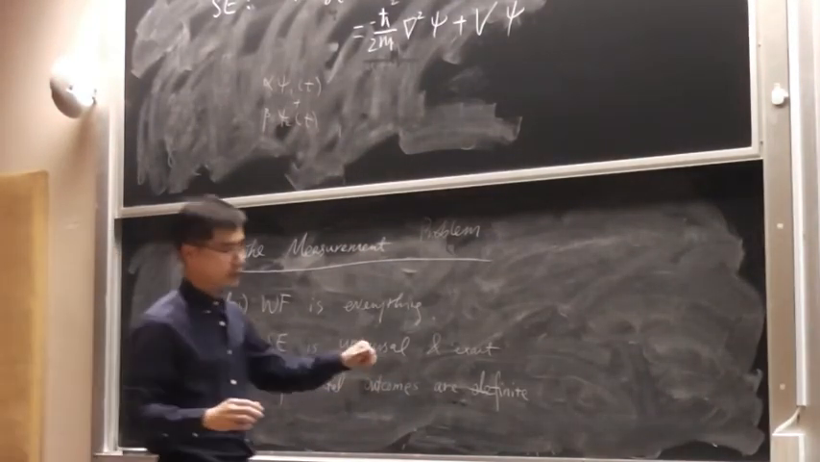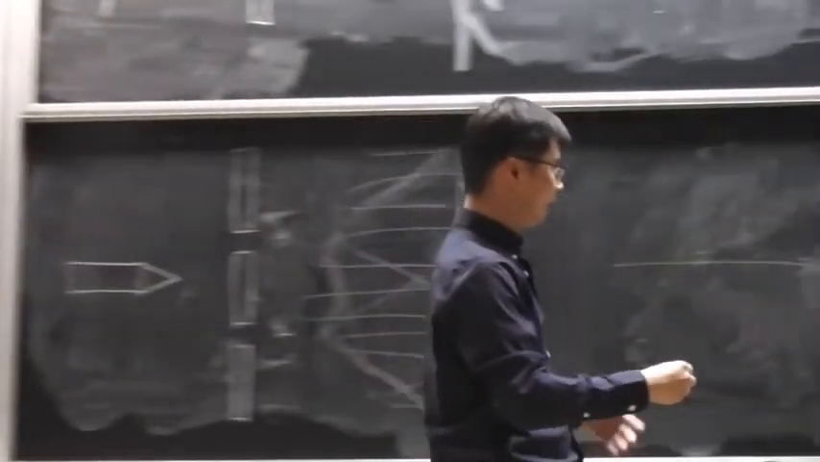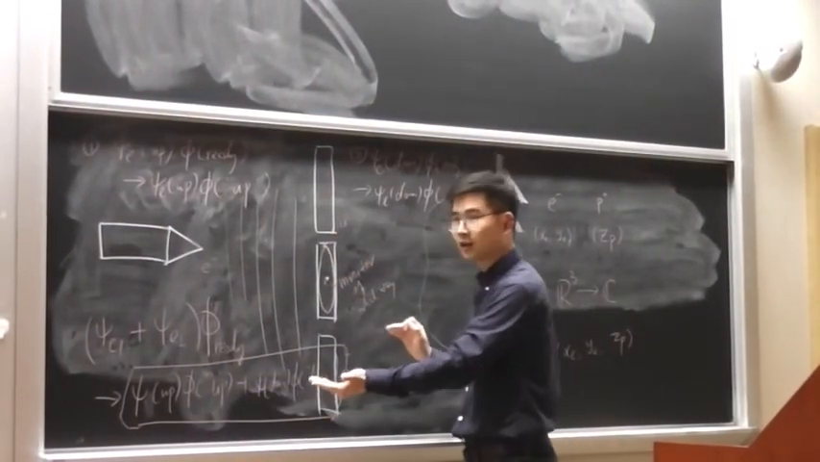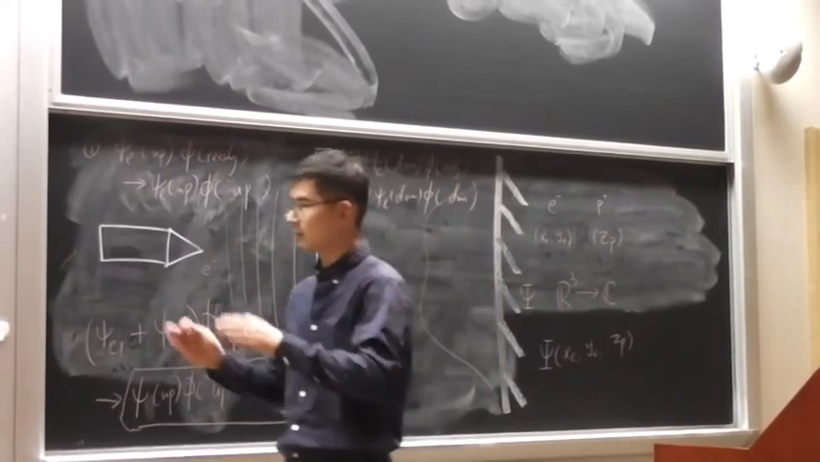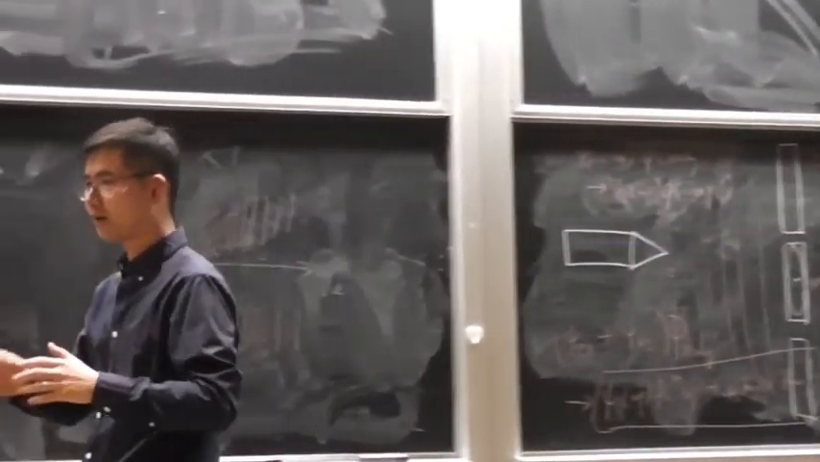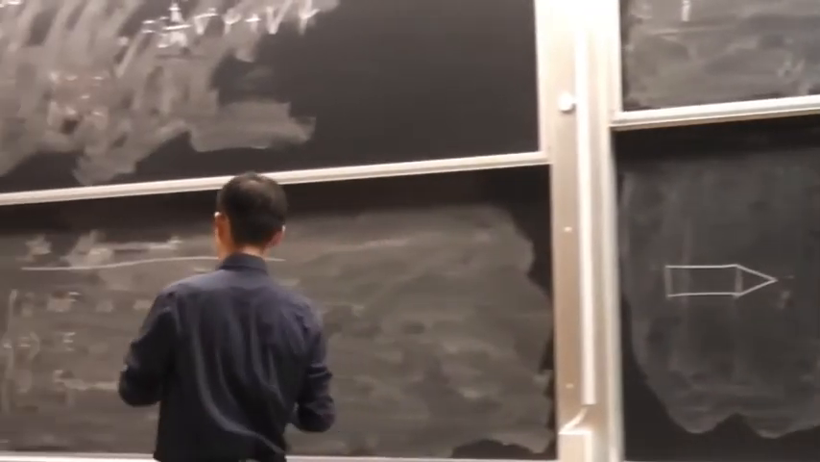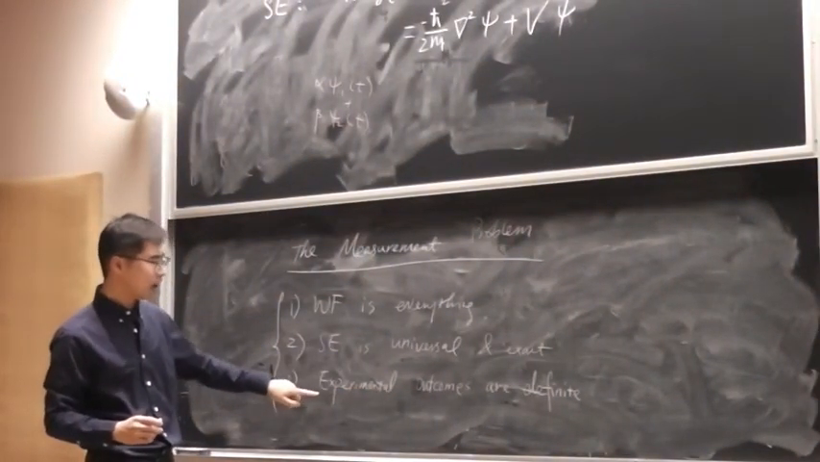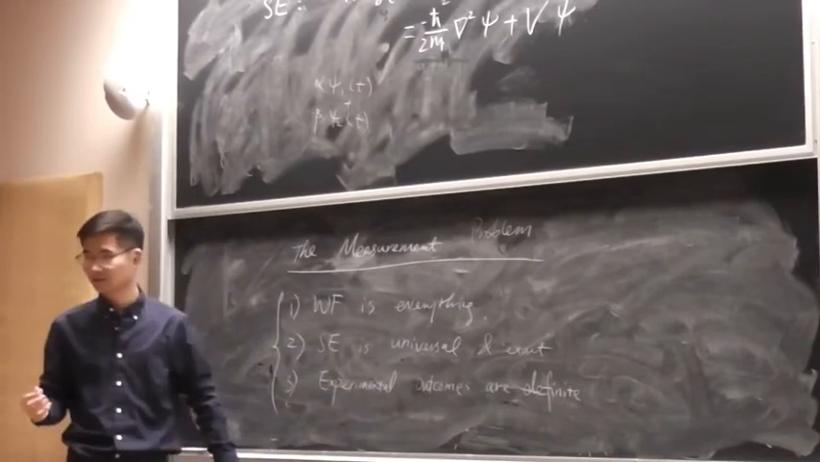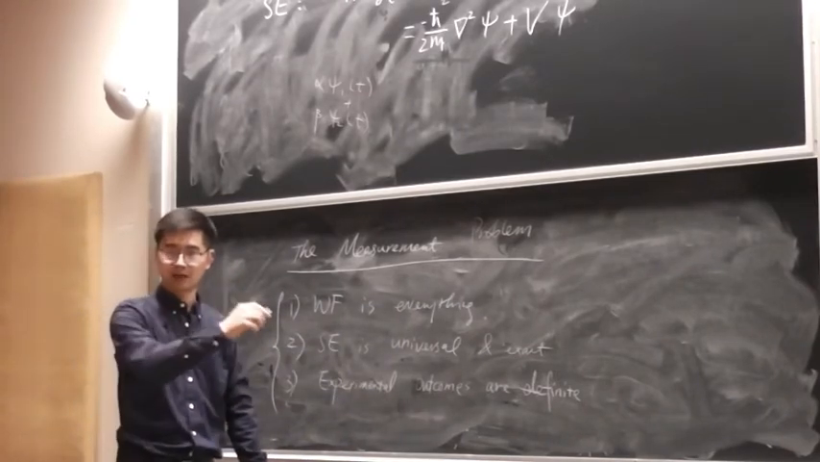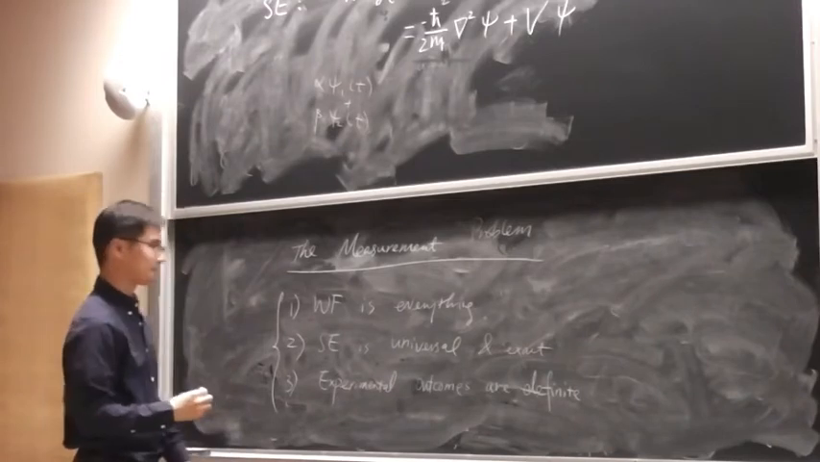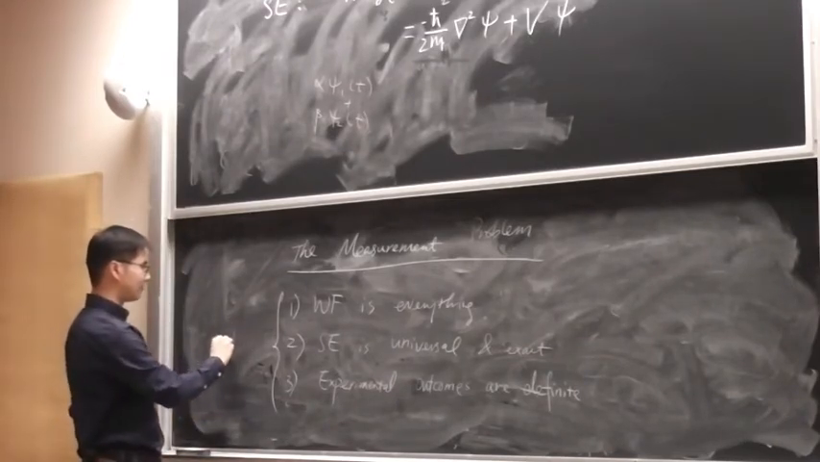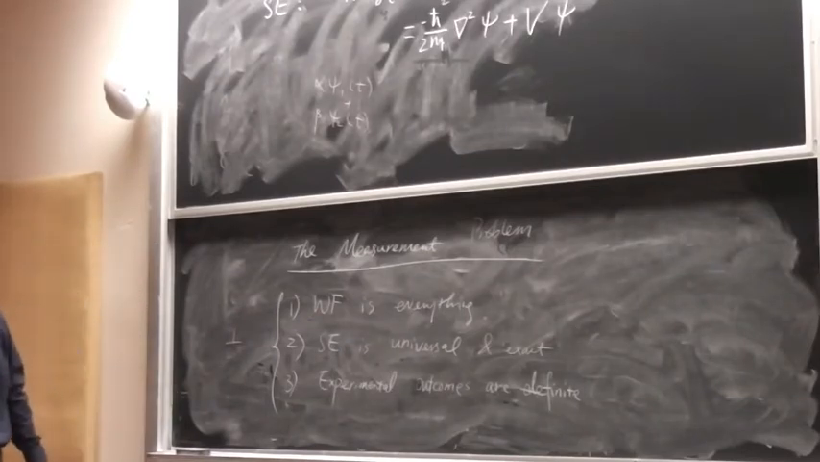But given these two propositions, we have the following prediction, namely that this will be the end result of the experiment, not particularly an up indicator or a down indicator. So these two are in conflict with the following third proposition, that outcomes of experiments are definite: either up, down, left, right. Okay. So the three propositions are in conflict.